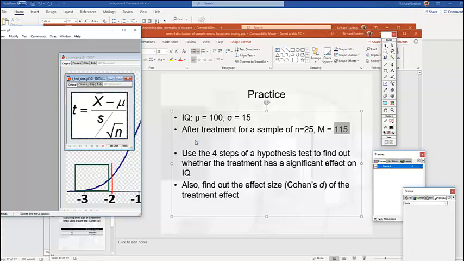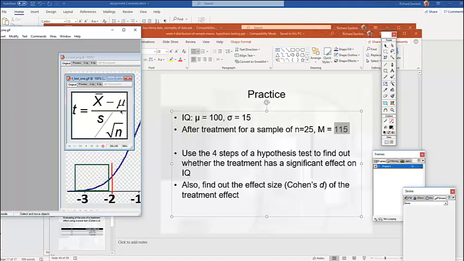Does that make sense? Kind of. Okay. I know this is going a little bit fast, but again, I'm going to send you some links that walk you through this. So again, 115 minus 100, that's 15 on top. The standard deviation is 15 divided by the square root of 25, that is 5, which gives 3. So 15 divided by 3 is 5.